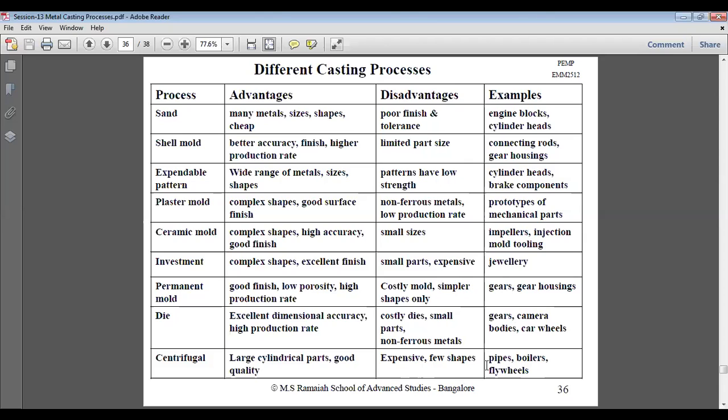I hope every aspect of the casting is clear to you. I have discussed every aspect of casting in detail, applications, processes, special casting methods, molding sands, and all other aspects. I have covered well. Still, if you have queries or clarifications, you may get in touch on my phone.